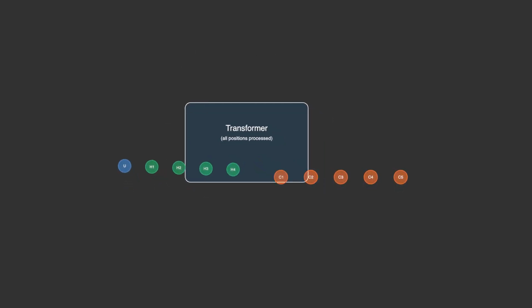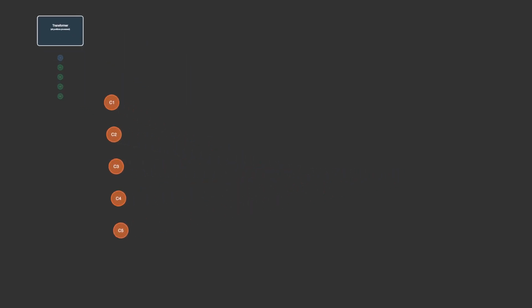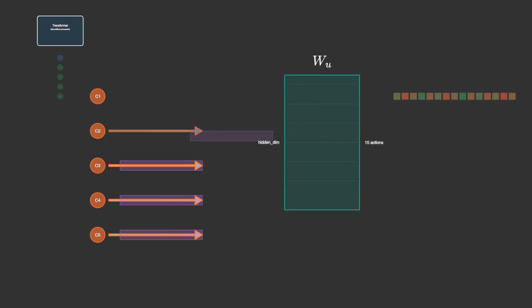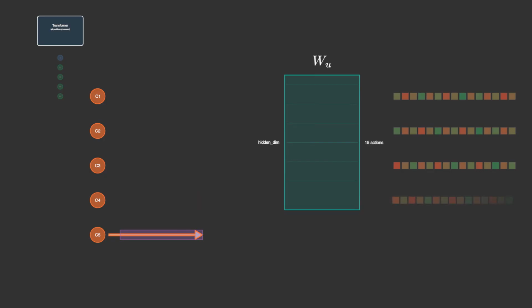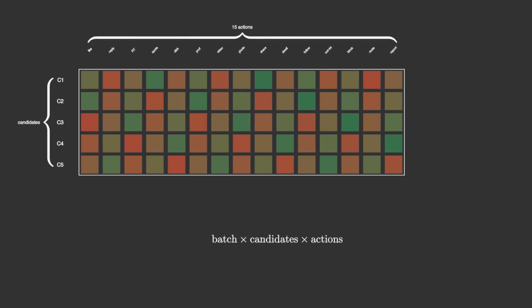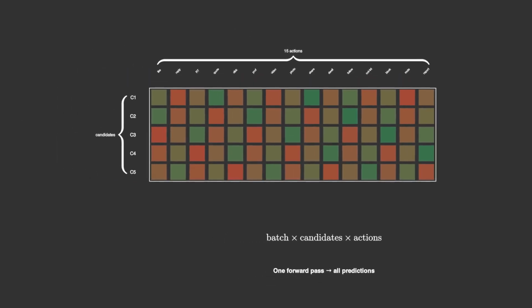After the transformer processes the full sequence, the model extracts just the output embeddings at candidate positions, applies RMS layer normalization, and projects them through an unembedding matrix to produce logits of shape batch by num_candidates by num_actions. These logits represent predicted probabilities for every possible engagement action on every candidate, like reply, repost, quote, click, profile click, video view, photo expand, share, dwell, follow author, not interested, block, mute, and report. The model predicts all of these simultaneously in a single forward pass.